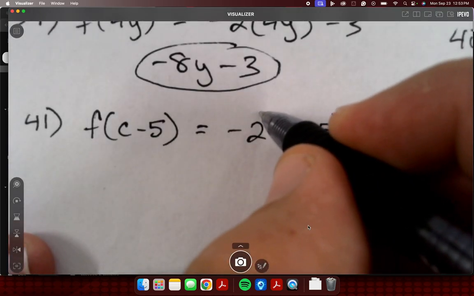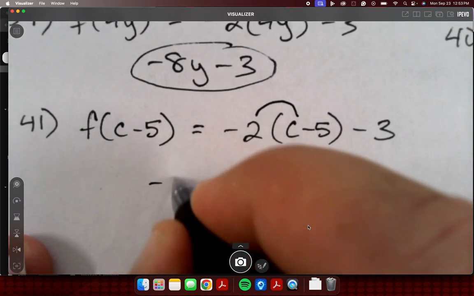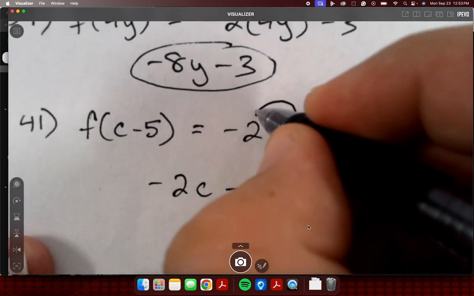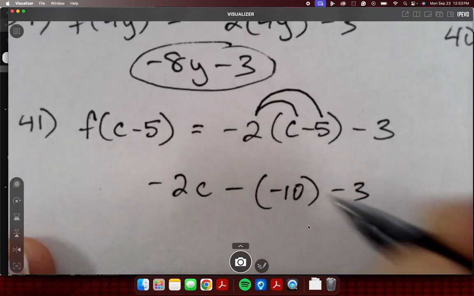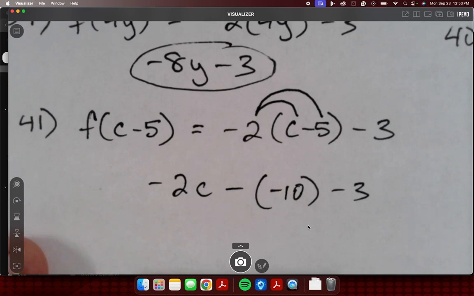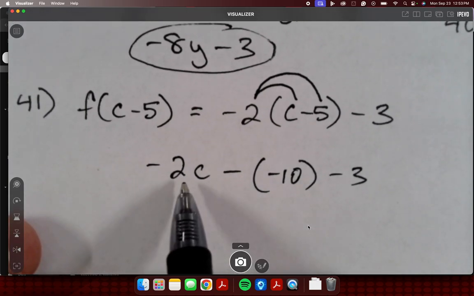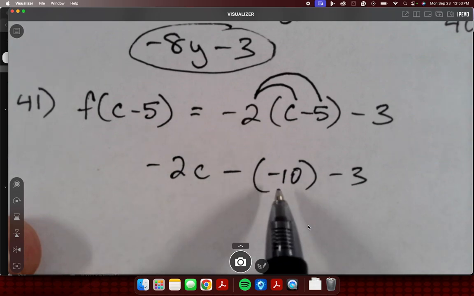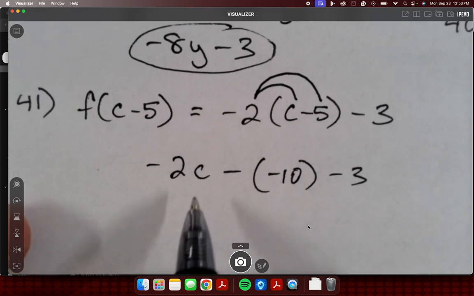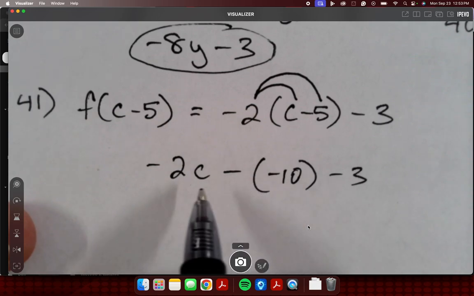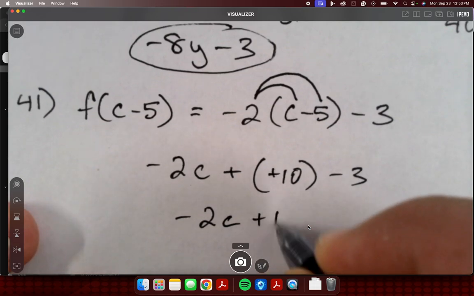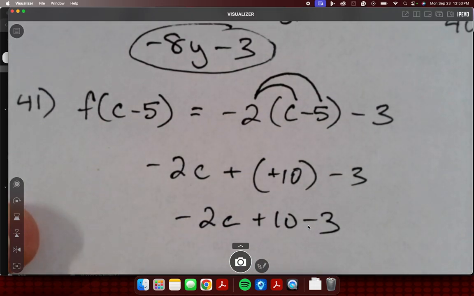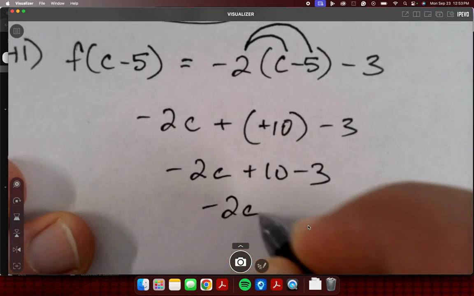So I have to use the distributive property. -2 times c, -2c, minus -2 times 5 is -10. And I can't combine the 2c and the 10 because they're not like terms. This has a c and this doesn't. But it's not really good to keep two negatives together like this. So you can think about keep, change, change. Just turn that to a +10. Because these two we can combine. They're like terms, they're constants. So we just say 10 minus 3 is 7.